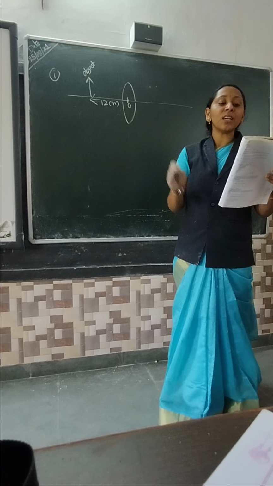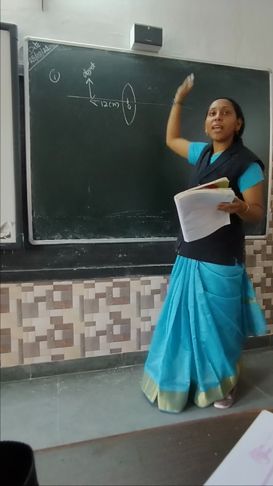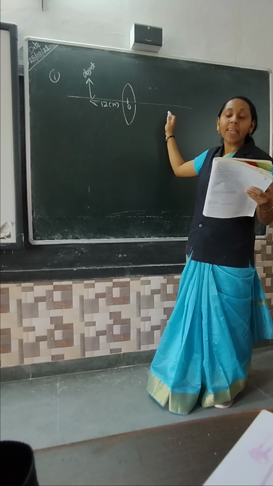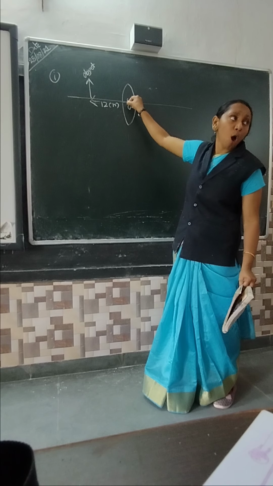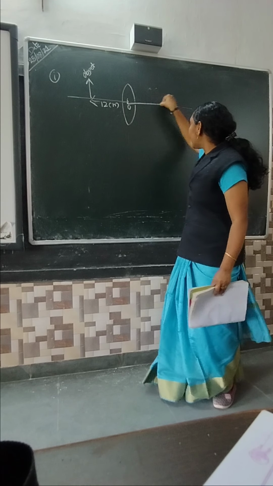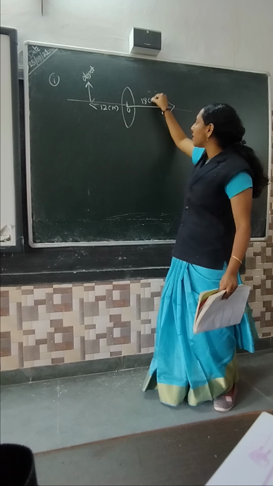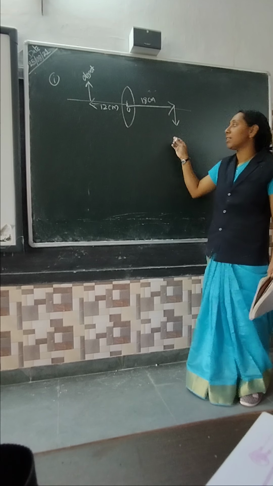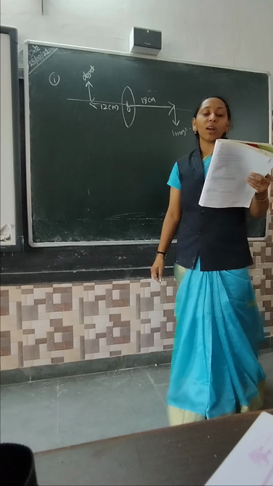The image is formed on the other side of the lens. So this is the object, and where is your image? On the other side of the lens, at a distance of 18 cm from the lens. This distance is also measured from the optical center. This is your image. I am just drawing here; this is not compulsory. Find the focal length of the lens.